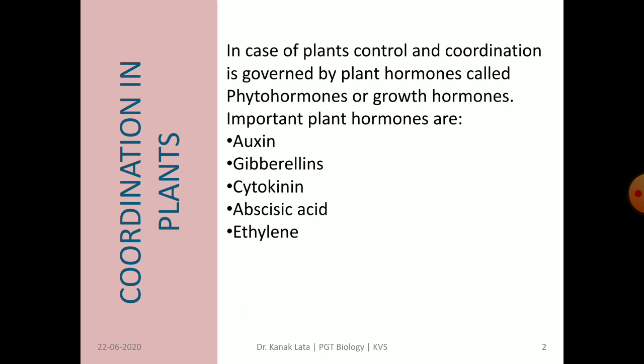In plants it is done by plant hormones, called phytohormones or growth hormones or growth regulators. Some of the important plant hormones are auxin, gibberellins, cytokinin, abscisic acid and ethylene. Thus, we will discuss each hormone one by one in brief.